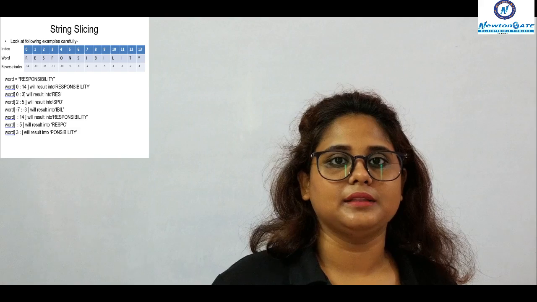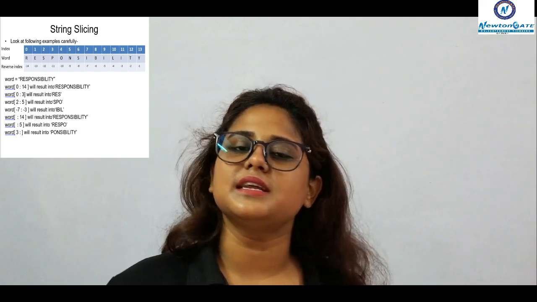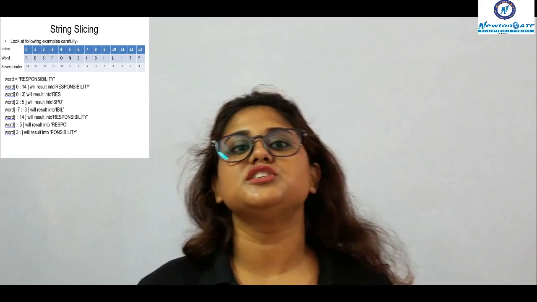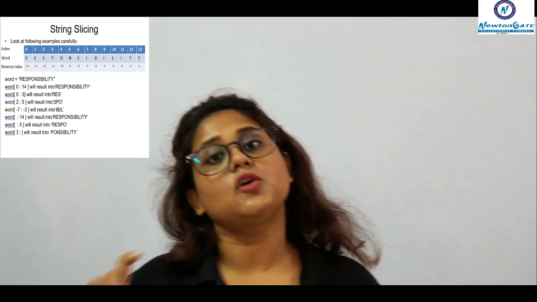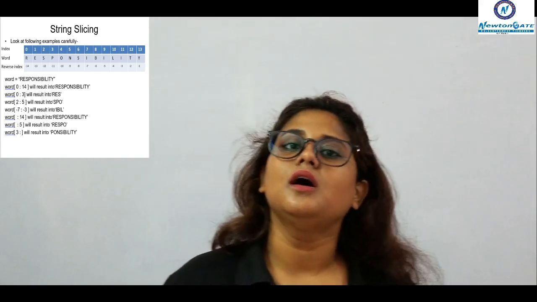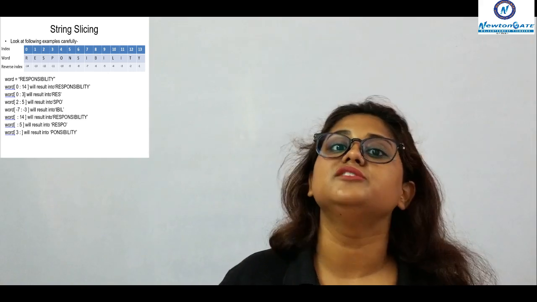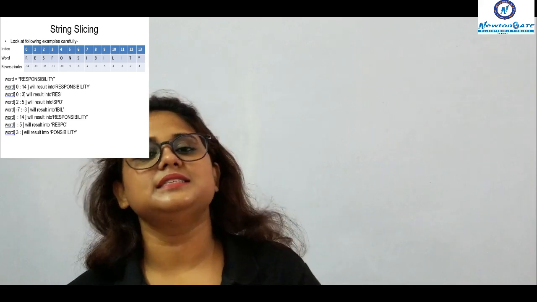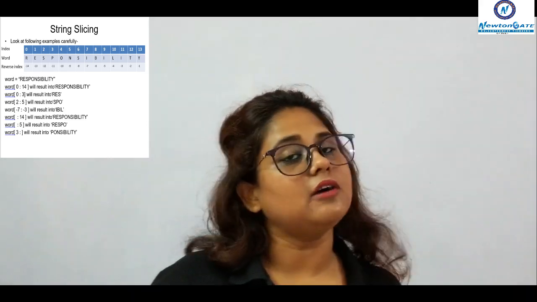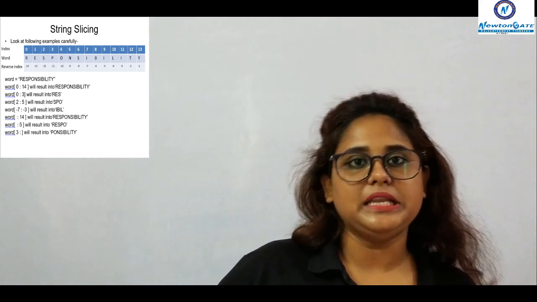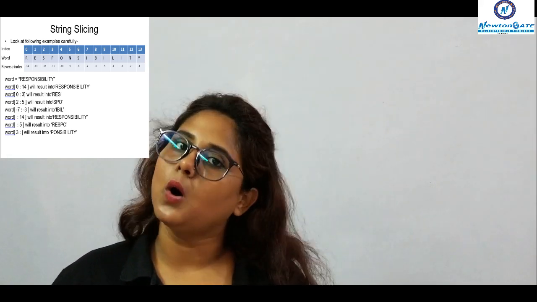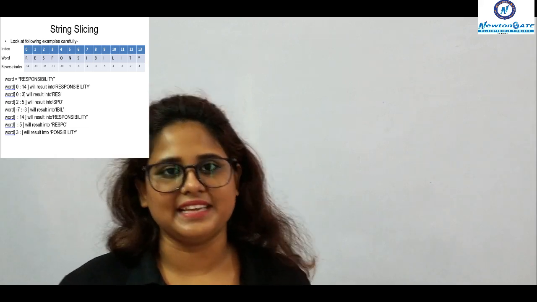With 0 and 3, you see that the first index remains as it is, but the last index, which is after the colon, is 3, so it will be returning 0 to 2. Okay, initial index, colon, last index minus 1. That's how slicing is being done. So initial index, colon, final index minus 1. That is how we do the slicing.